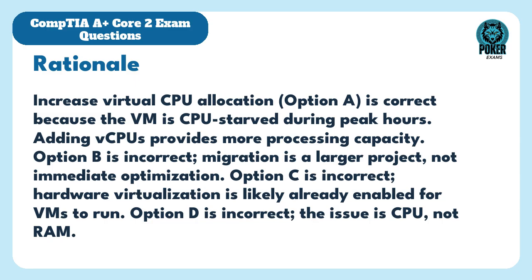Option B is incorrect. Migration is a larger project, not immediate optimization. Option C is incorrect. Hardware virtualization is likely already enabled for VMs to run. Option D is incorrect. The issue is CPU, not RAM.